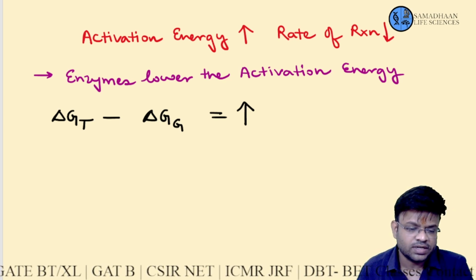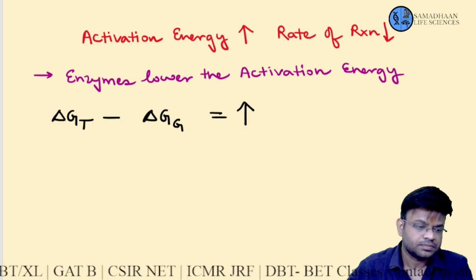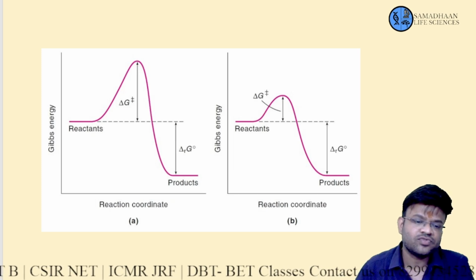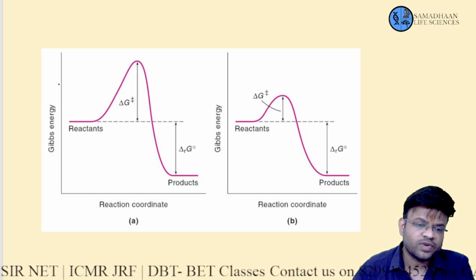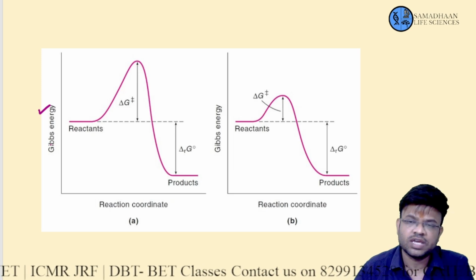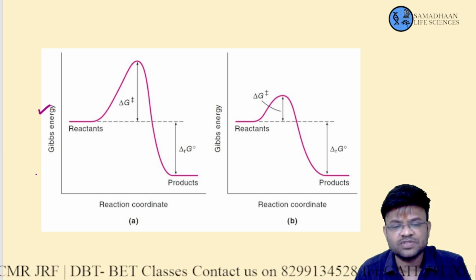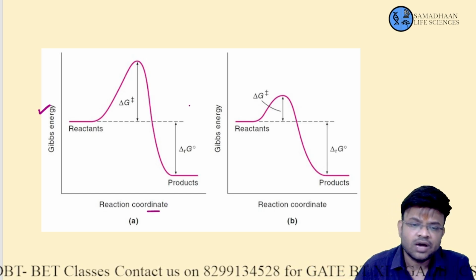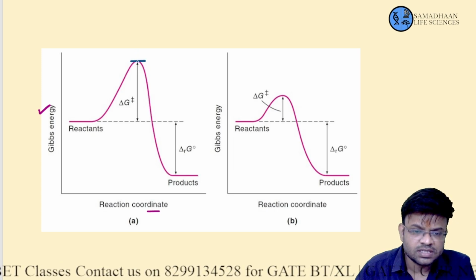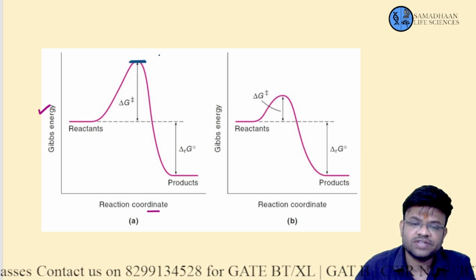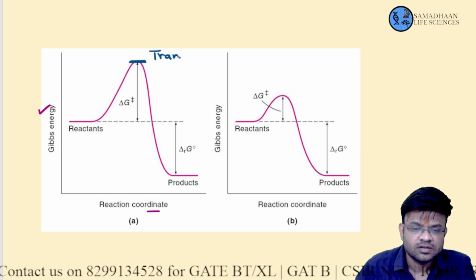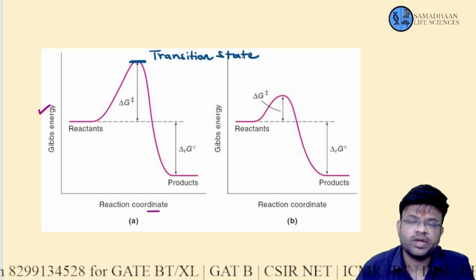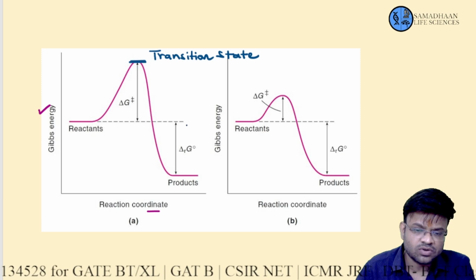Now let us move on to the diagrammatic representation. Okay, so this is what I was talking about. Let us understand this from the beginning. On the y-axis, you can see the Gibbs free energy. And on the x-axis, there is the reaction coordinate. On the top over here, this is the energy called the transition state. And this over here is called the ground state.